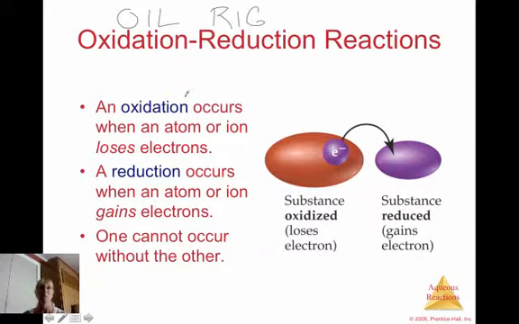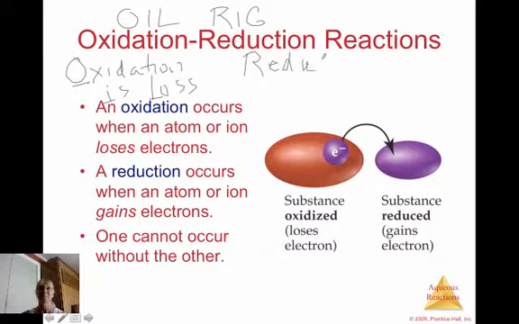If you can remember oil rig, this is how you will start every oxidation and reduction problem all the way up to the very complex ones we're going to do in chapter 20. Here's where the mnemonic comes from. Oxidation is loss of electrons. O-I-L. Looks like I'm in second grade and learning how to print. And the second word, rig, I think you can figure it out.